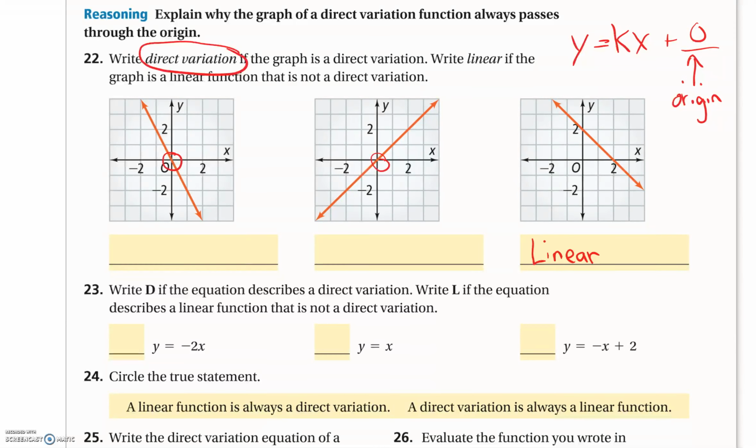That's a special type. And as we go through and look at equations, you'll also notice that this one doesn't have an intercept, this one doesn't have an intercept, but this one does. So I'll leave it up to you to say if it's a direct variation, write a D. If it's just a linear, it's not direct variation, write an L.